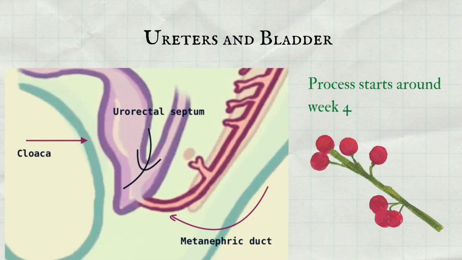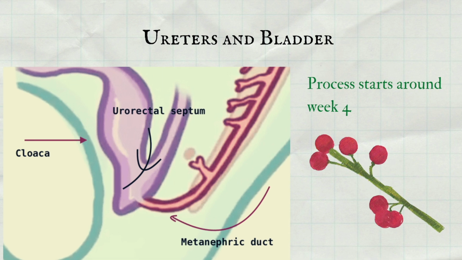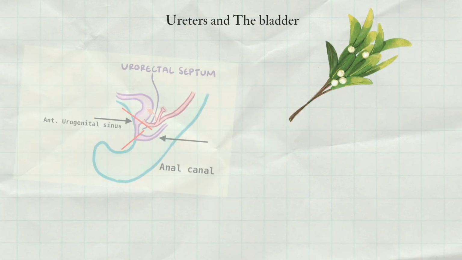So let's quickly go through what's happening on the other end. As I mentioned, all these developments are happening simultaneously. On the other end, you can see that a urorectal septum is made, and all these structures are going through some sort of changes in the embryonic life to make the ultimate structures.